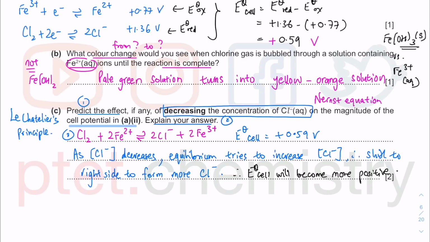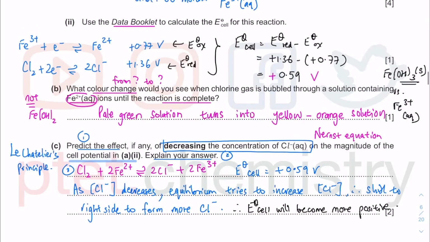In fact, it does favor the reduction more, as it favors the Cl2 going to Cl- to increase the concentration of Cl-. Having said that, your E-rate will become more positive, but it's no longer standard. If your E-rate becomes more positive, minus the same value is going to give this more positive. Or you can look at the whole picture. When the whole thing shifts to the right, your E cell will become more positive, and you can confirm this with the Nernst equation as stated in the new syllabus. You can confirm with a couple of values.